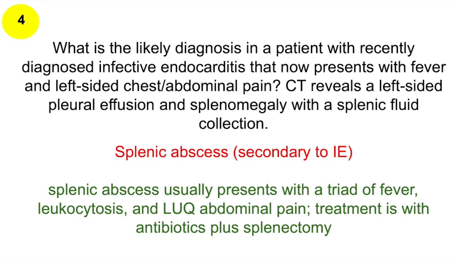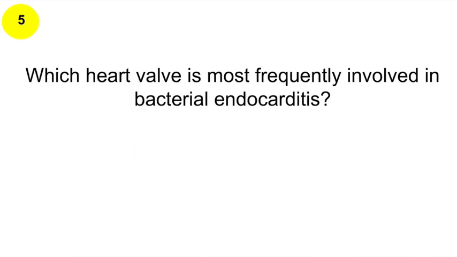So, splenic abscesses usually present with a triad of fever, leukocytosis, and left upper quadrant abdominal pain. And treatment is with antibiotics plus a splenectomy. Which heart valve is most frequently involved in bacterial endocarditis? The mitral valve.